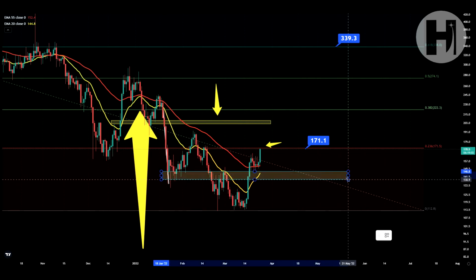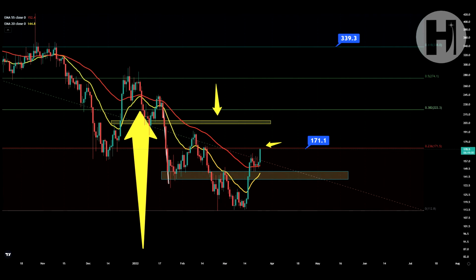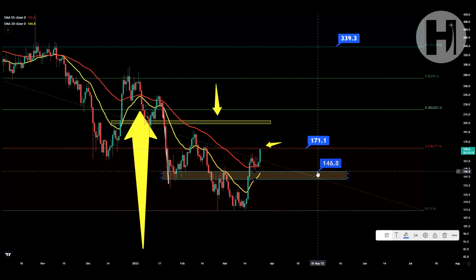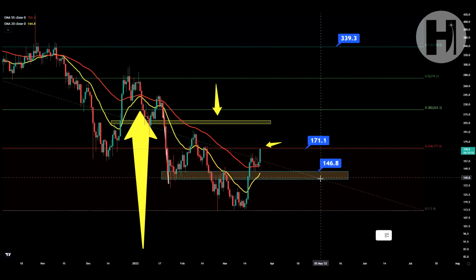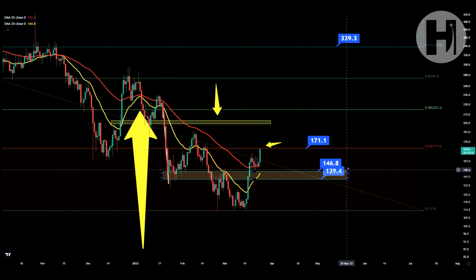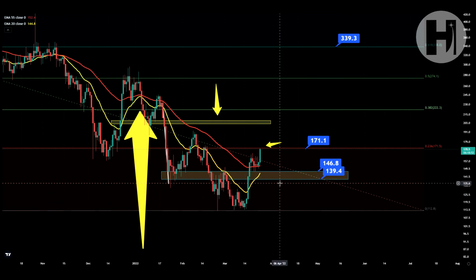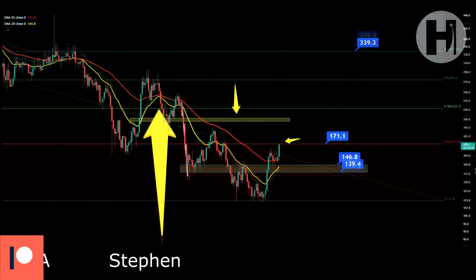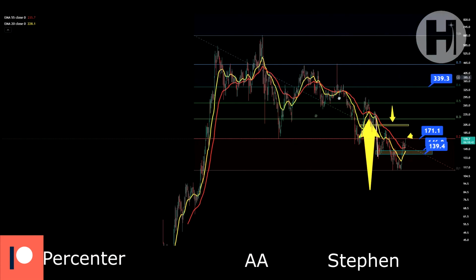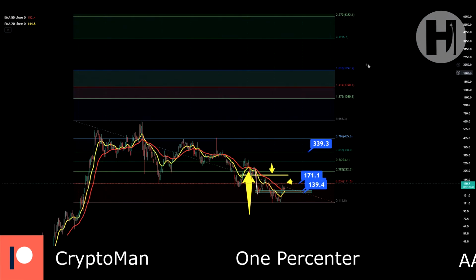So this area over here is great for entries because we need to backtest that as support. Anywhere from $146.8 to $140 per token is a great entry, slash buy zone for Aave. Now, that is it for this daily chart. Actually, no, that is not it. Let's look at some of the targets over here above.